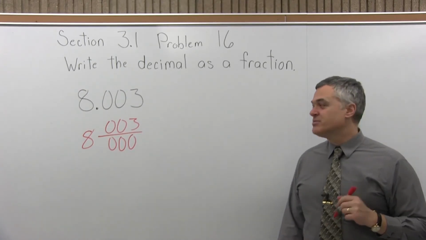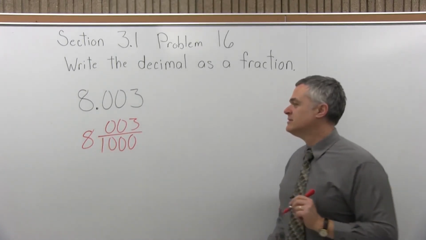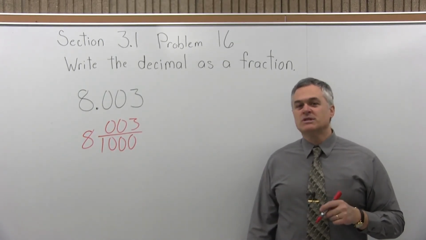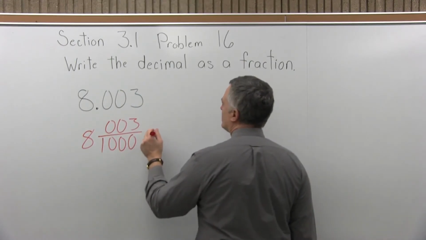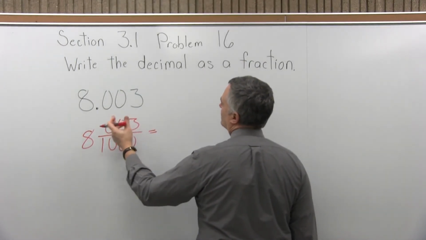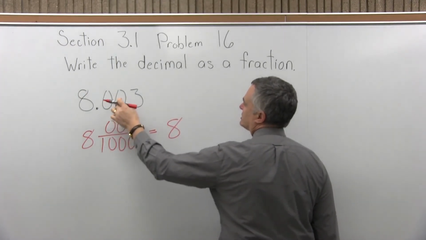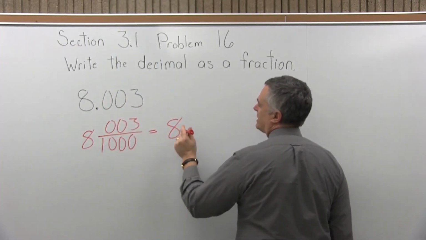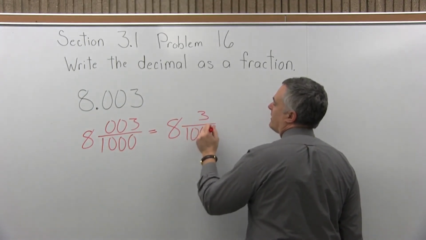Step 3 is put a 1 in front of the bottom zeros. Step 4, reduce the fraction if it's reducible. Now in this case, I can't really reduce it. I really don't want to write those zeros in front of the 3 in the numerator. I put them in initially so I know how many zeros to put in the denominator, but I'll at least do this. It's 8 and 3 1,000ths.